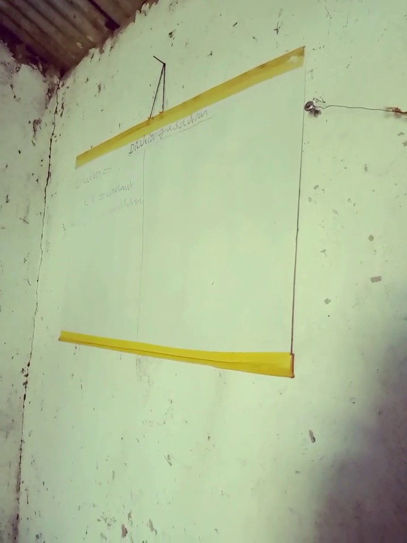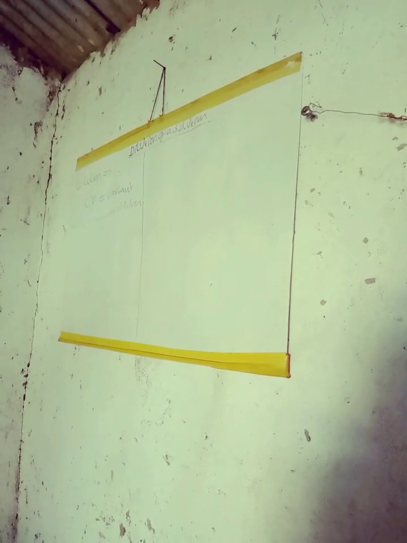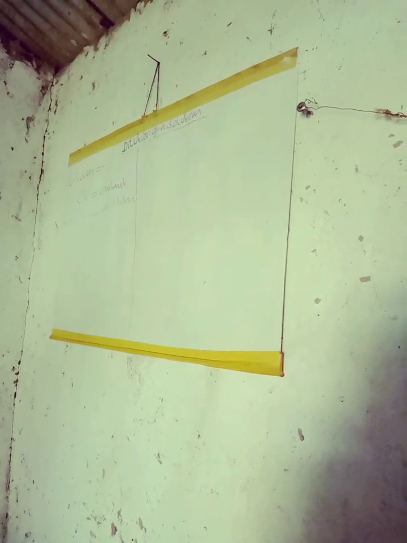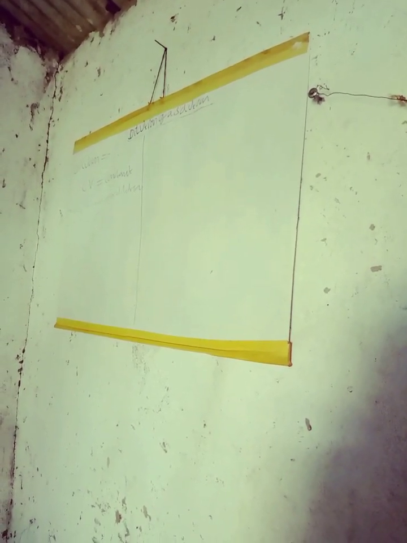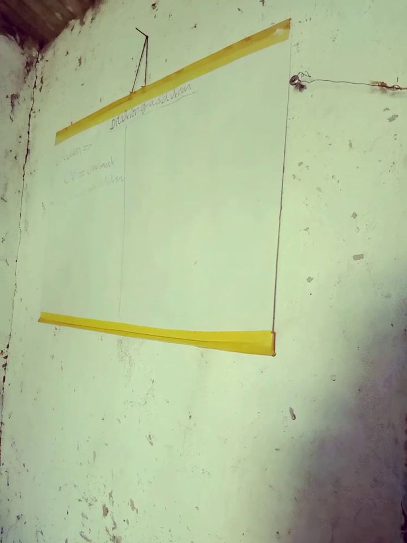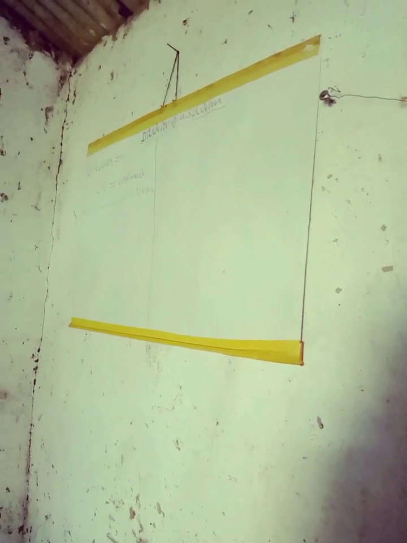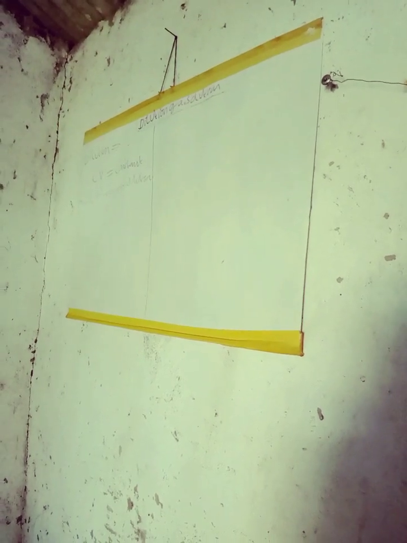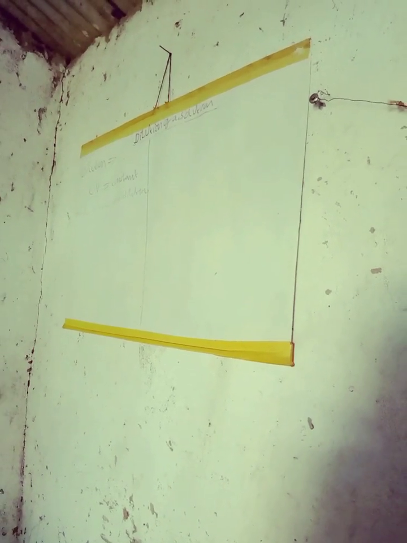So an example: 120 centimeters cubed of 2 mole per decimeters cubed of a solution is diluted to 1000 centimeters cubed. What will be the concentration of the resulting solution?